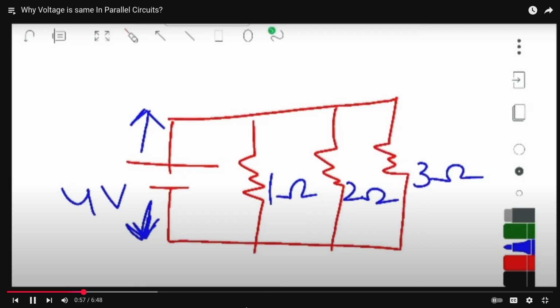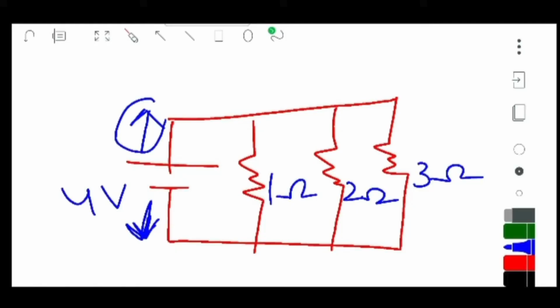Scientists in history assumed that the current flows like this, but later they realized that the electrons flow in this direction, but they haven't changed the conventional current direction. So that's the reason, due to history, that conventional current has one direction and electron flow has the other direction. We are not talking about the conventional current direction. We are talking about the electron flow direction.